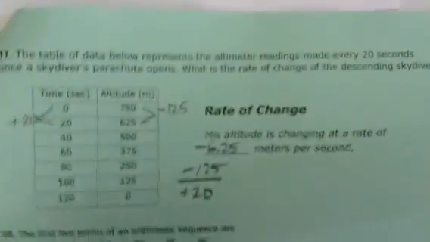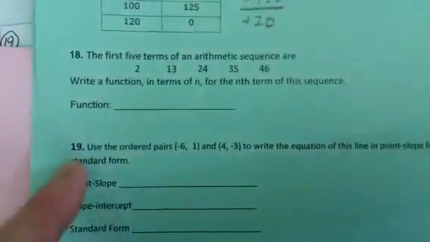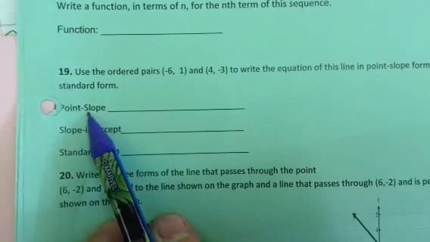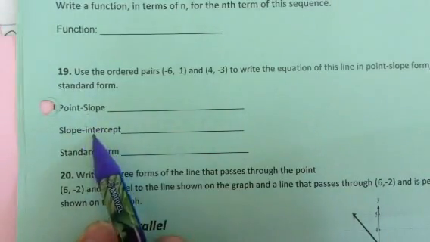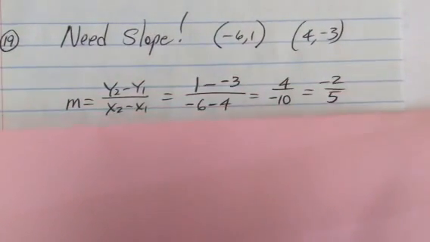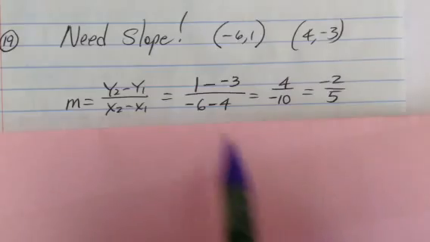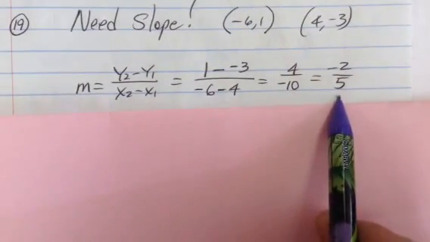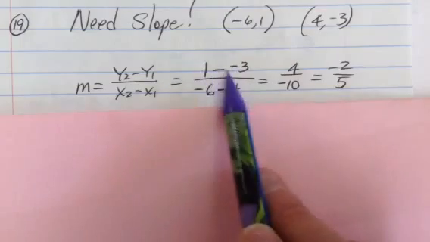All right, the last ones are dealing with writing equations. We got our 3 forms, our point slope, slope intercept, and standard form. And in all these problems, you need a slope. So we're going to do a delta y over delta x. In this particular problem, my slope is going to be negative 2/5. Remember double signs, that's addition. 1 plus 3 is 4.